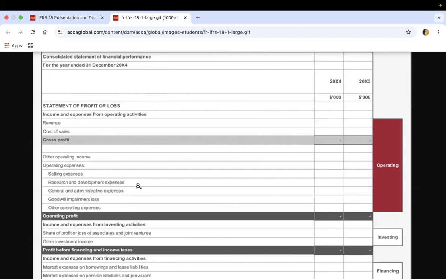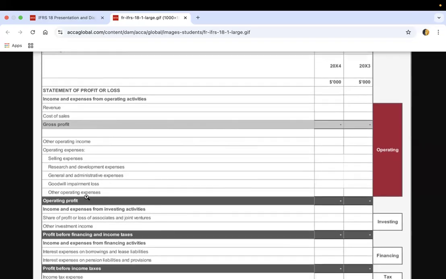These are not generally split and asked of students, just in case you know. Now, the goodwill impairment loss is something related to consolidation. So if there is an impairment loss, you have to present it here. And then you take other operating expenses. Up to this point, it is operating profit. So there you have your first subtotal.